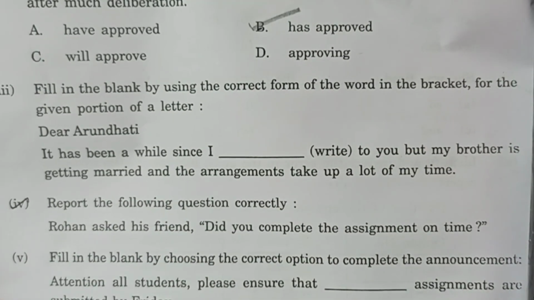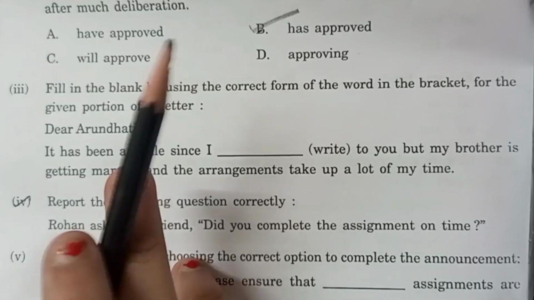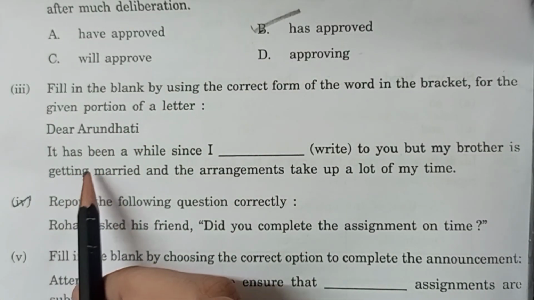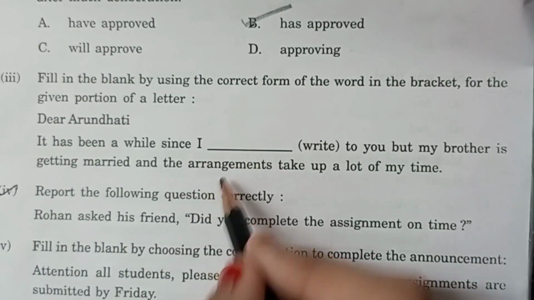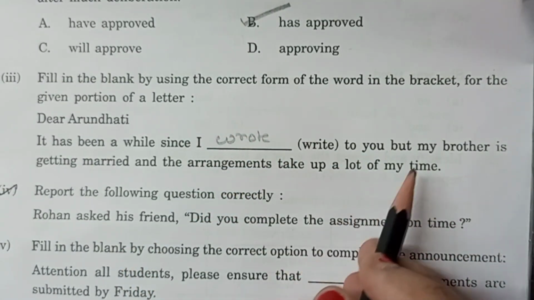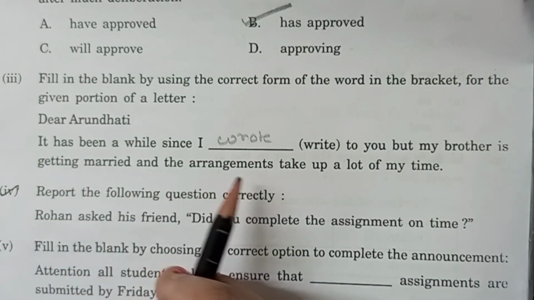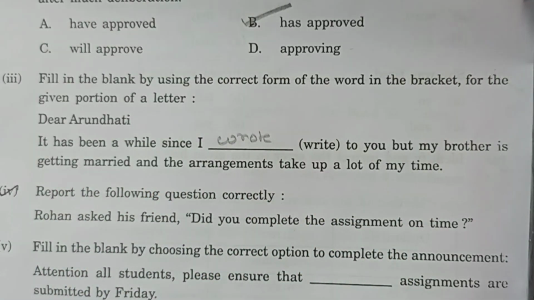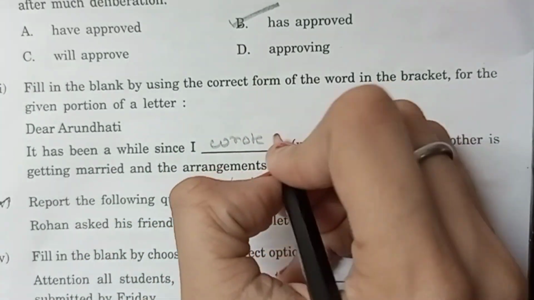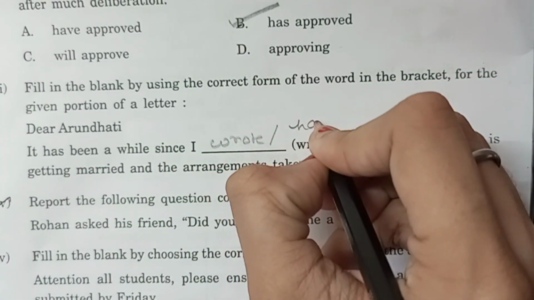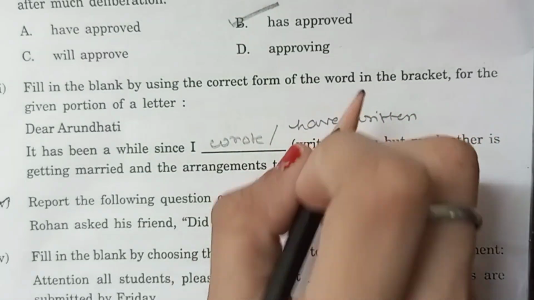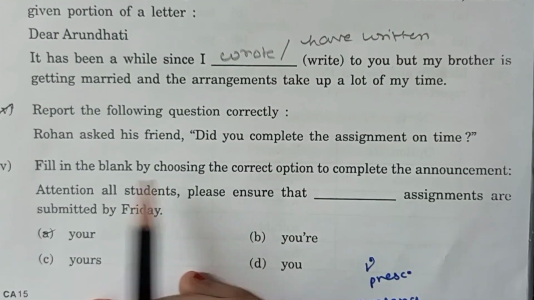Fill in the blank by using the correct form of the word in the bracket for the given portion of a letter. Dear Arundhati, it has been a while since I wrote to you, but my brother is getting married and the arrangements take up a lot of time. So here we can use it has been a while since I wrote or I have written to you. So both of them are correct.